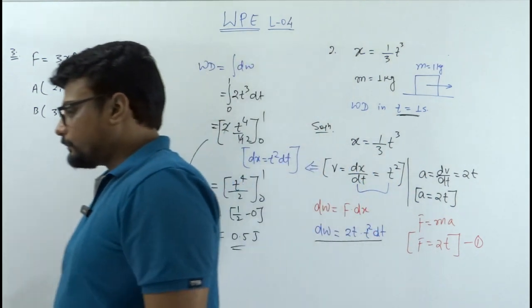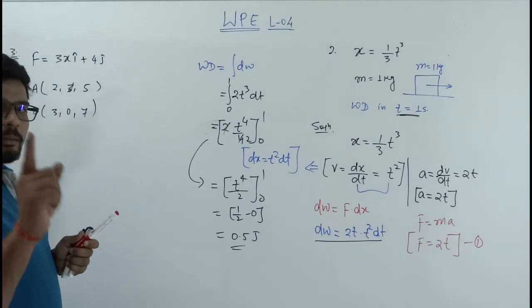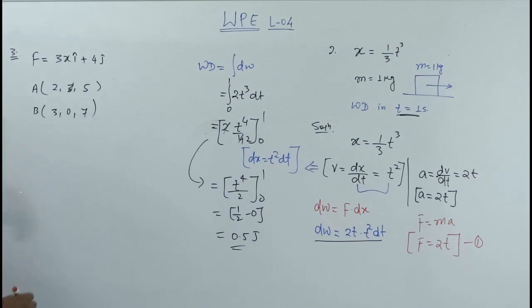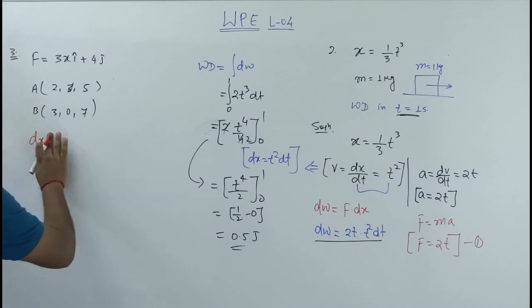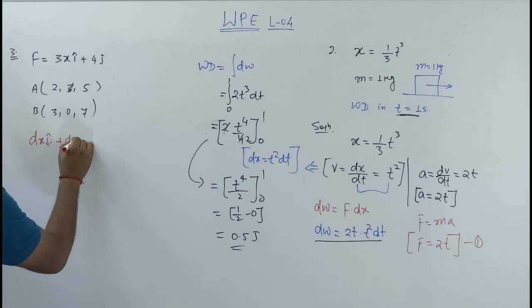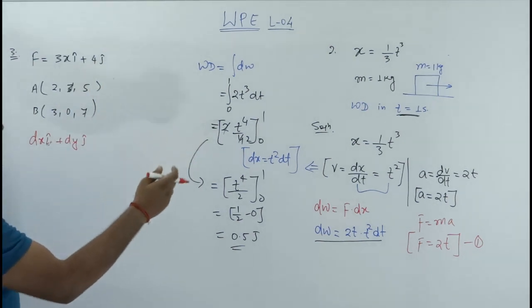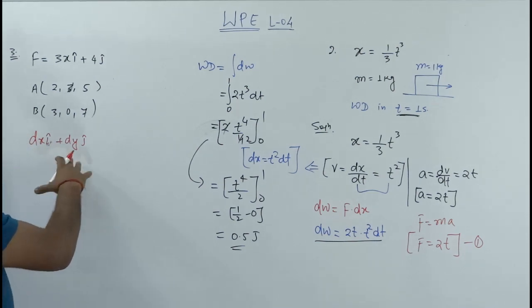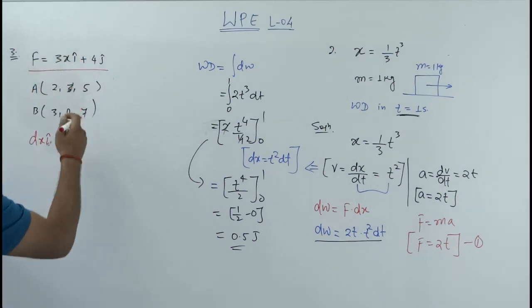All good? Okay. Now, in this case, you can see the value of force is dependent upon x. As x changes, the force also changes. So again, it is a case of variable force. Whenever the force is dependent upon x, the elementary displacement should be taken as dx i cap plus dy j cap. And if we have the z variable also involved, then I'm going to take dx i cap, dy j cap, and dz k cap. But over here, the force is dependent only upon x, so this will do.